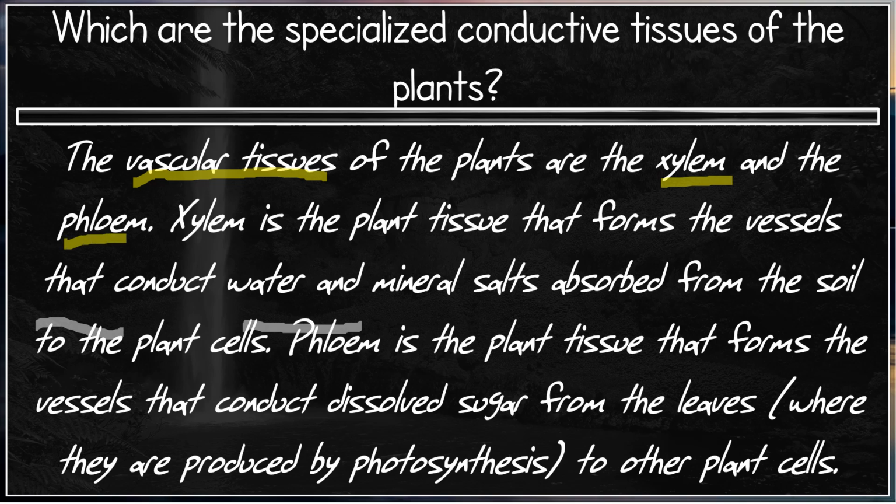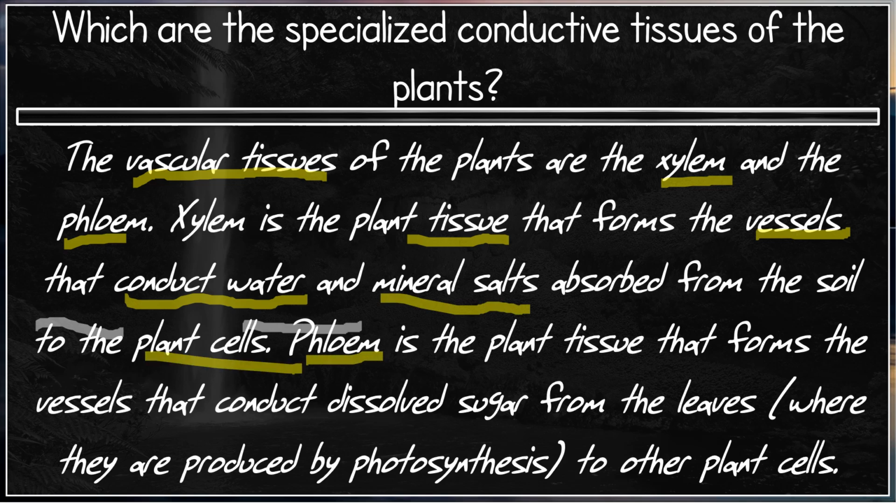The xylem is the plant tissue that forms the vessels that conduct water and mineral salts absorbed from the soil to the plant cells. The phloem is the plant tissue that forms the vessels that conduct dissolved sugars from the leaves, where they are produced by photosynthesis, to other plant cells.